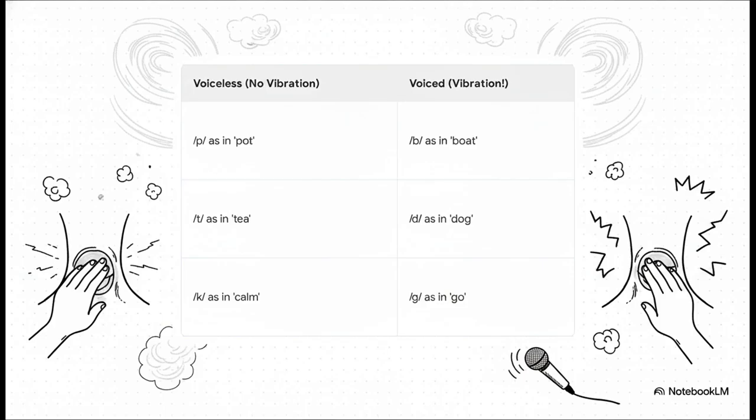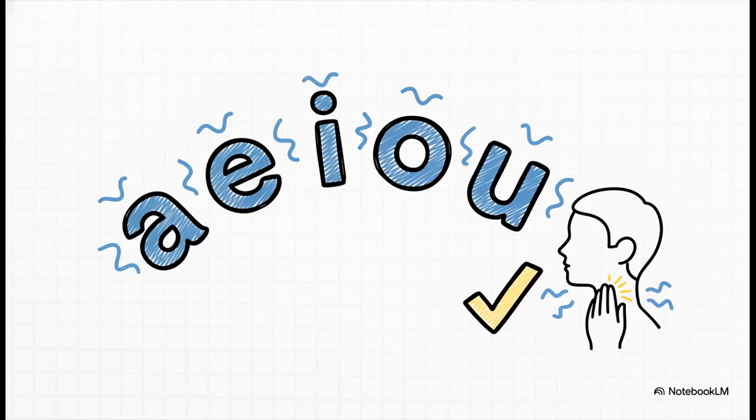B, b. There it is. You feel that vibration, that little hum? That's the difference. It's the exact same for T versus D and for K versus G. One is just air, the other one kicks on your voice. And here's a cool little rule to remember. All vowel sounds in English are voiced. Every single one. Go ahead, try it. Say A, E, I, O, U. You'll feel that little buzz for all of them. It's a simple fact that just helps the whole system make sense.